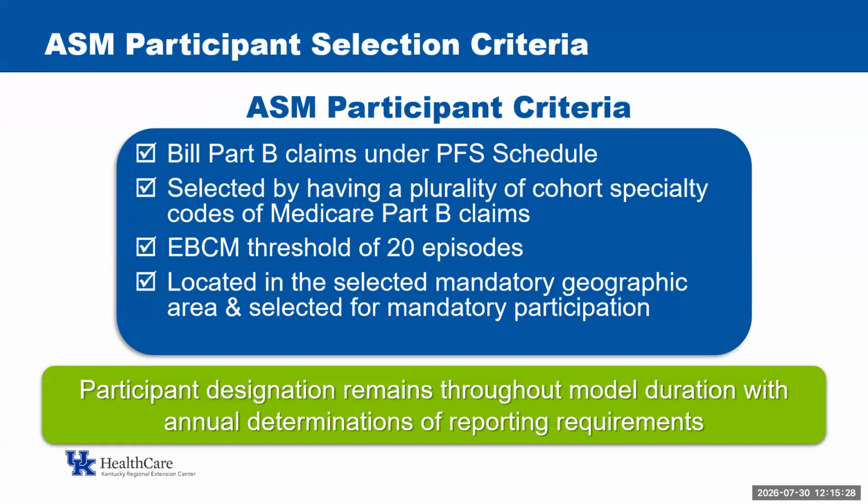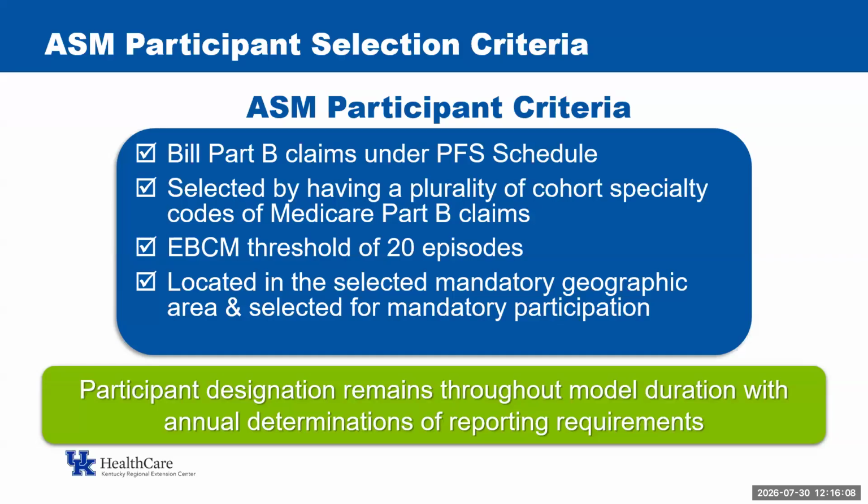The first layer of this being that providers bill Medicare Part B claims under the physician fee schedule. That gets us a large pool of providers, and it can reach various clinician types and different clinician settings. The next step is CMS looks at that pool and identifies clinicians based on their specialty codes that they're billing and the plurality of Medicare Part B claims that are tied to those codes. In other words, CMS is using your claims and your specialty designation to determine whether a clinician can fit into one of these two cohorts.